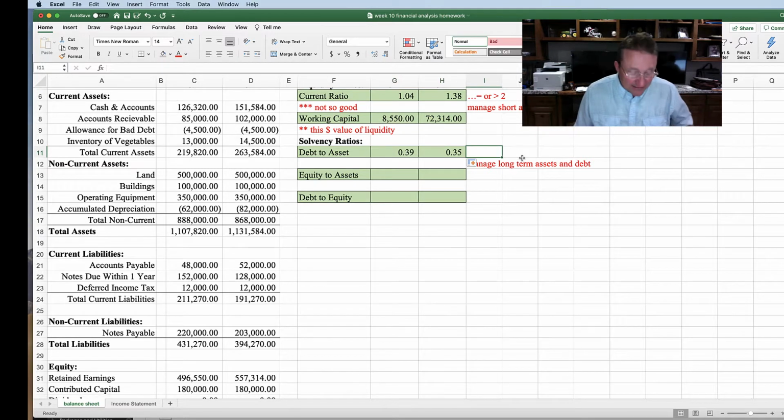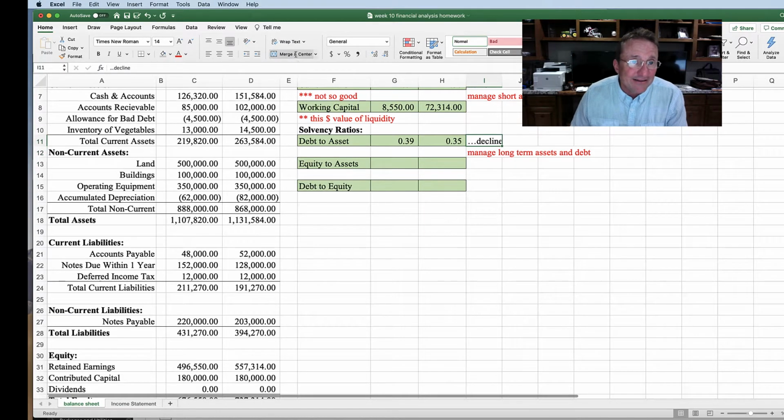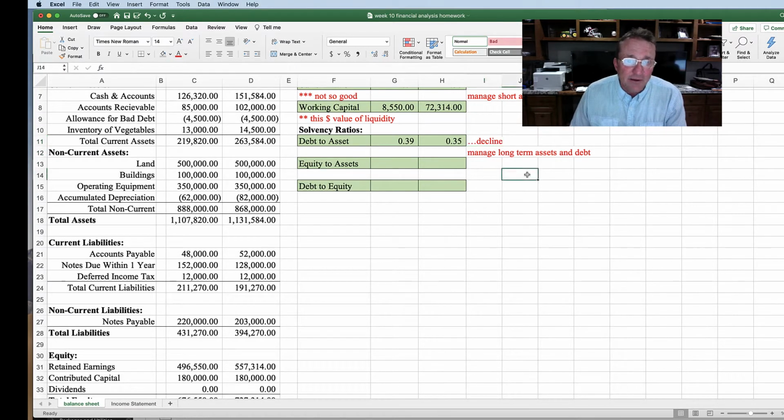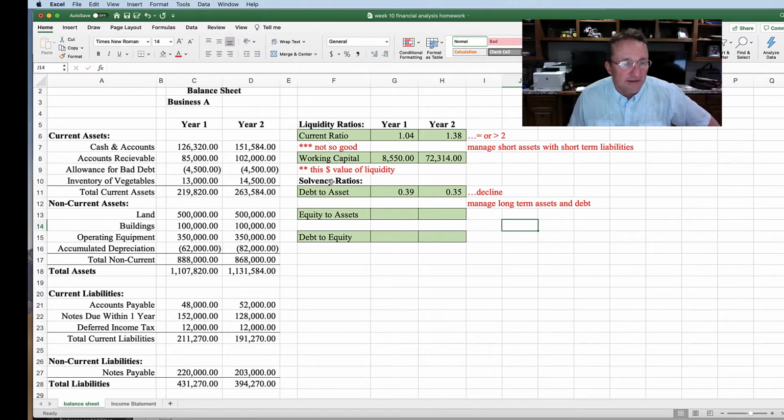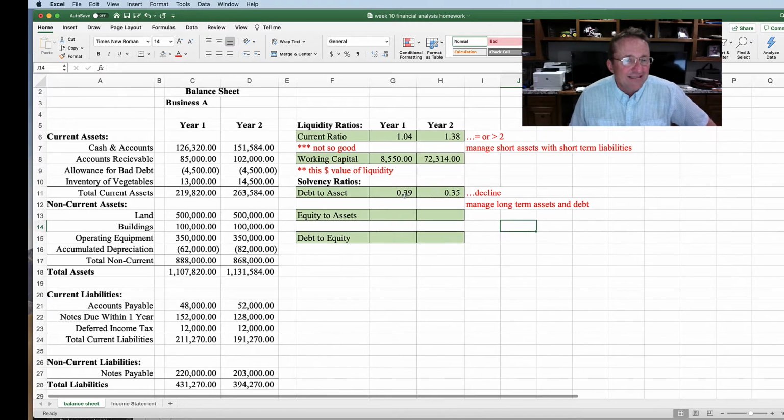So we would like to see this decline over time, right? We would like to have less debt tied to our assets. That probably means our business is a little more solvent, and that's what solvency ratios are all about, solvency. How are we handling all that? Well, that's the debt portion.